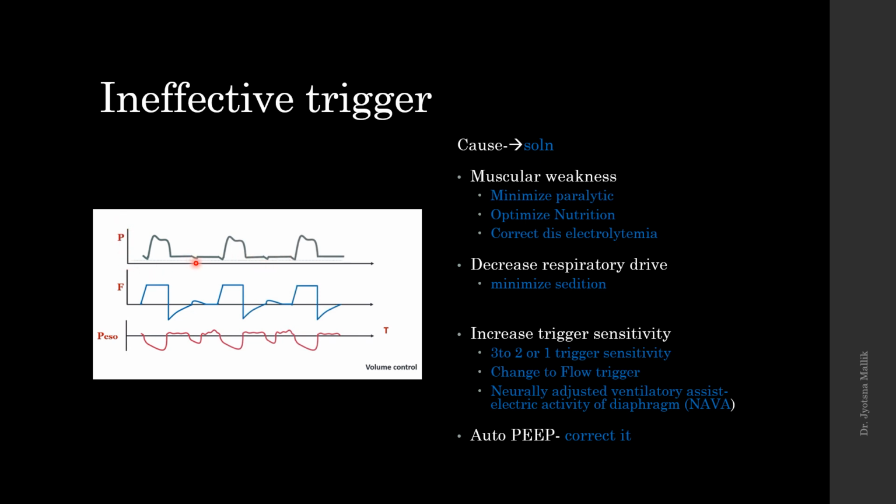And if this deflection doesn't touch the trigger point, as you can see here, it is touching the trigger point, so a breath has been generated. And here it is not touching the triggering threshold, so this is not converting to a positive breath. So this type of graphic you will see in ineffective trigger.